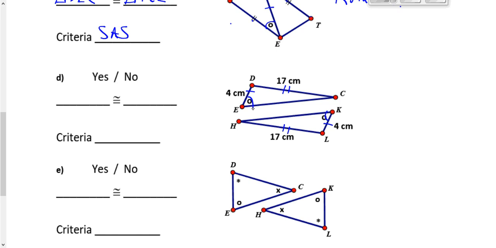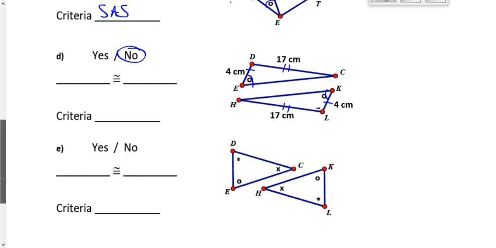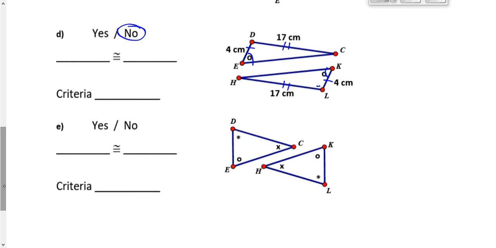Well, if it's side, then the angle between them is side. Is that the case? No. So here's side and side. For SAS, it would have to be that angle, wouldn't it? So it's not. This is angle, side, side. Correct. So what's our answer? No. There's no angle, side, side congruence theorem.